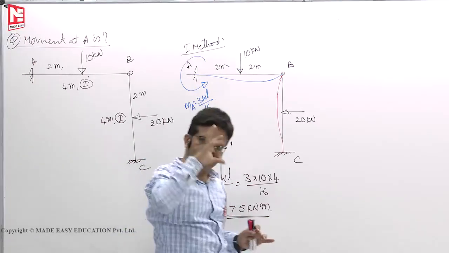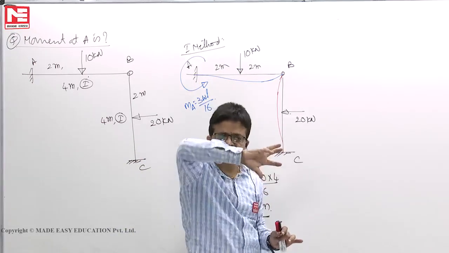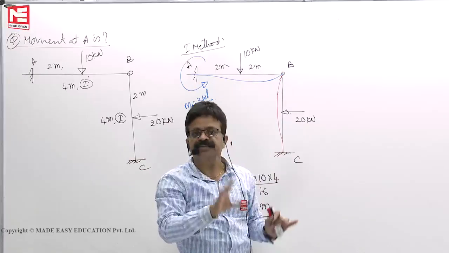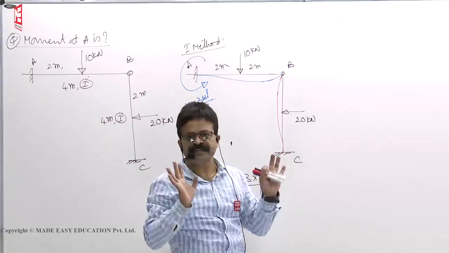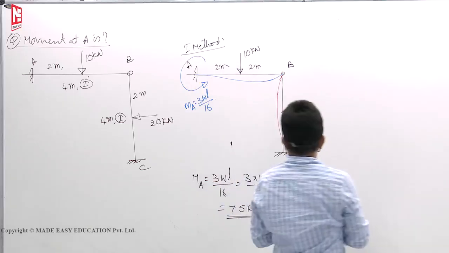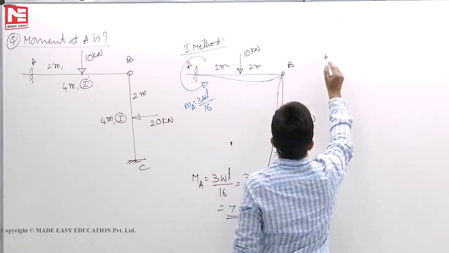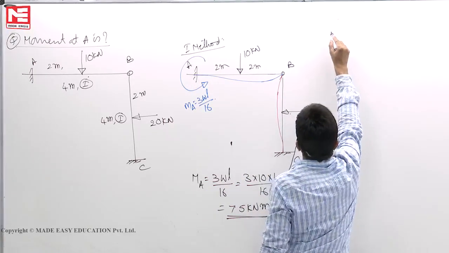So if you have a rigid joint, then on the rigid joint you apply a moment, the question of sharing will come. Otherwise, nobody will share anything. Okay. Now, this is the first method. Now, let us see the second method.